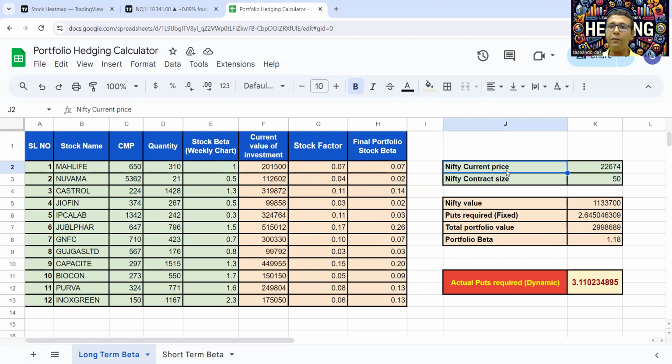And next we will have Nifty current price. And Nifty contract size, suppose it is 50, currently इसको reduce किया गया है. Suppose it is 50, example की तरफ समझते हैं. So let's understand this Mahalife and others.